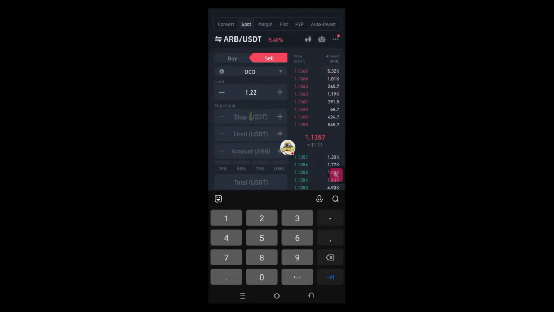Then I'll have to put my stop also, right? So if it's going down, I need to put my stop. That's the stop limit, and that's the stop loss, right? I need to put that. So if it goes below, this is currently 1.359. So if it goes below like 1.2, for instance, I don't want to lose my money, right? I don't want to waste time in this trade. So I'll be happy to lose a little portion of my money.